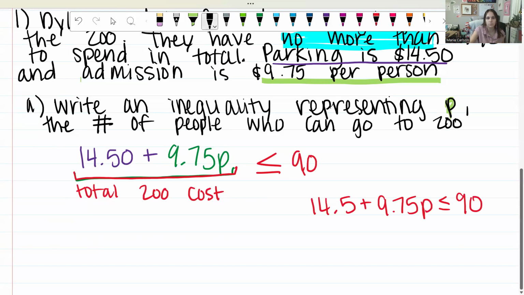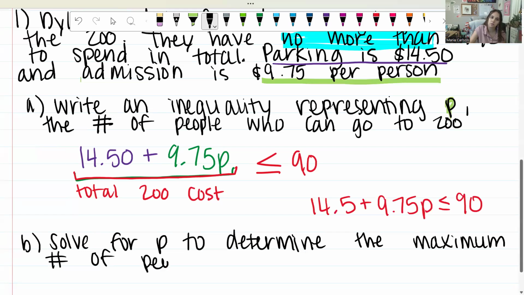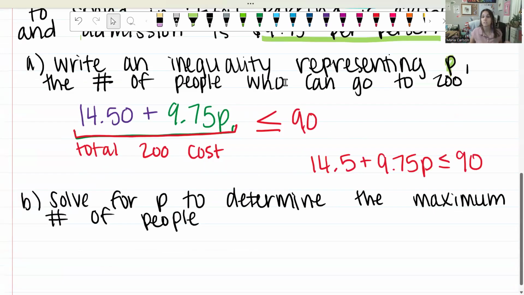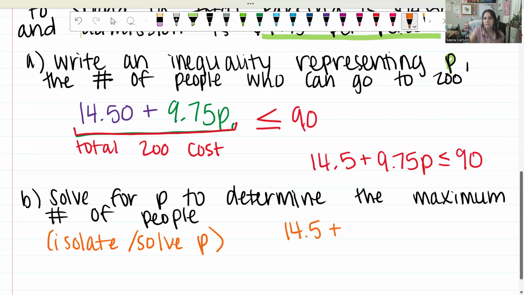Now we are going to solve for P to determine the maximum number of people. So now my goal is to solve for this variable. I want to find out what is P. I'm going to isolate or solve for P. And we have 14.5 plus 9.75 P less than or equal to 90.